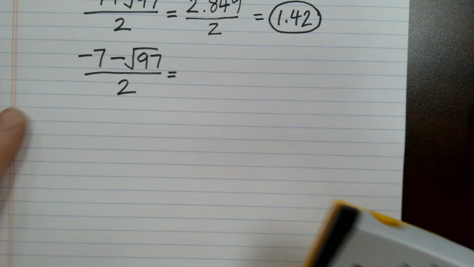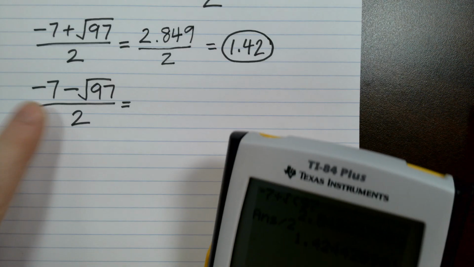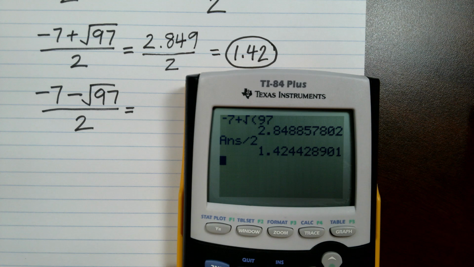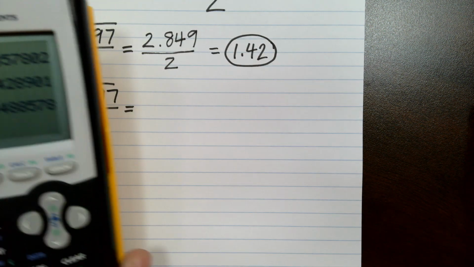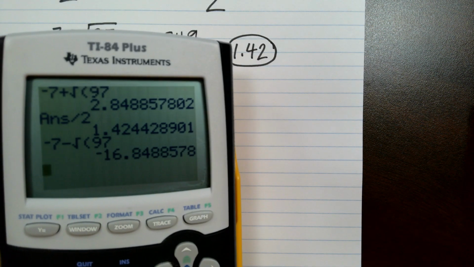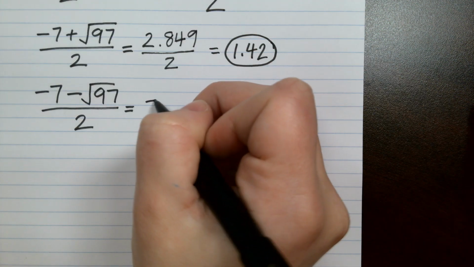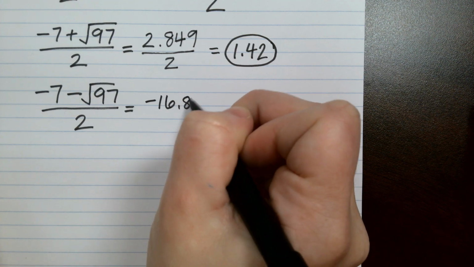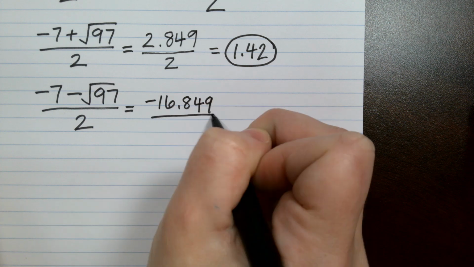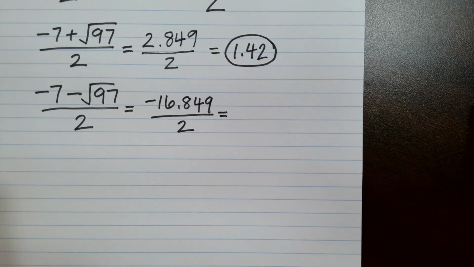So we're going to type in the second problem here. What am I typing in? -7 minus, good, square root of 97. Good. And this time I got -16.849. -16.849 divided by 2. Okay.